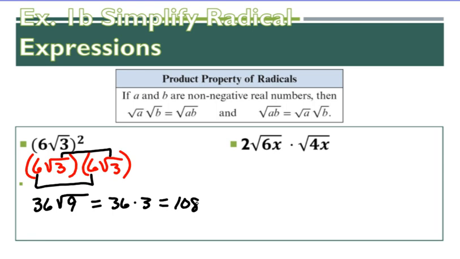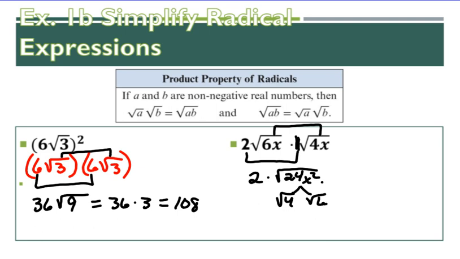Next one, we have 2 times a 1, which is 2, because really there's a 1 here. Square root of 6 times the square root of 4x will give us the square root of 24x squared. Remember, x times x is x squared. Now I need to break this down. Square root of 4 times the square root of 6. And then I would also have square root of x times the square root of x.